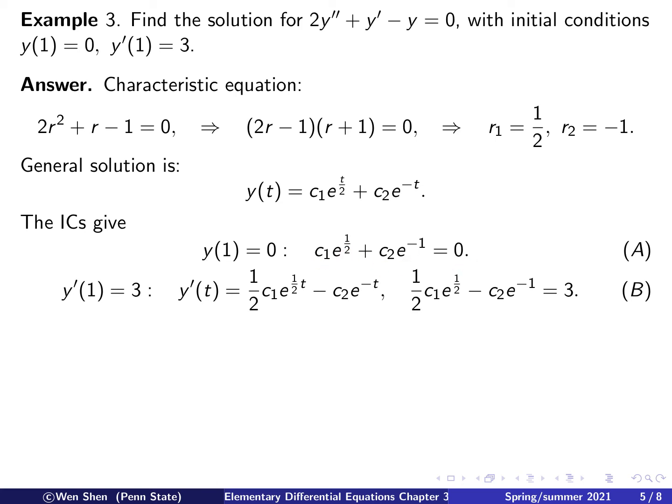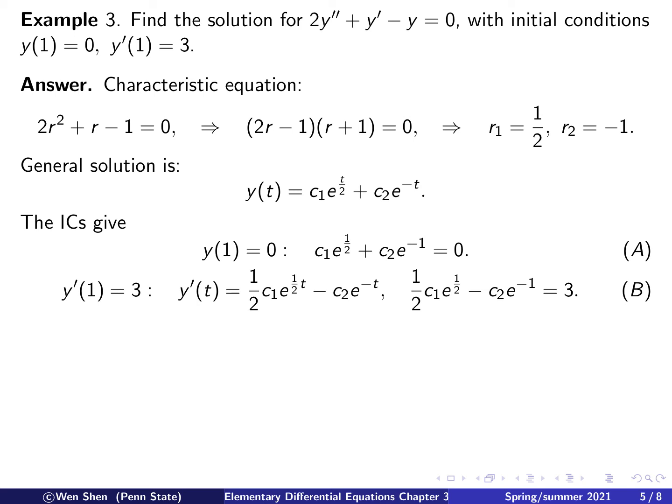That's the first equation. And then the second condition is y prime at 1 is 3. So let's first do the y prime. Then this term is multiplied by half, and this term is multiplied by -1. And now we plug in t equals 1, then it gives me this, and this shall be 3. Okay, now don't freak out. Here it looks a bit complicated, but this is a number. E to the anything is just a number.